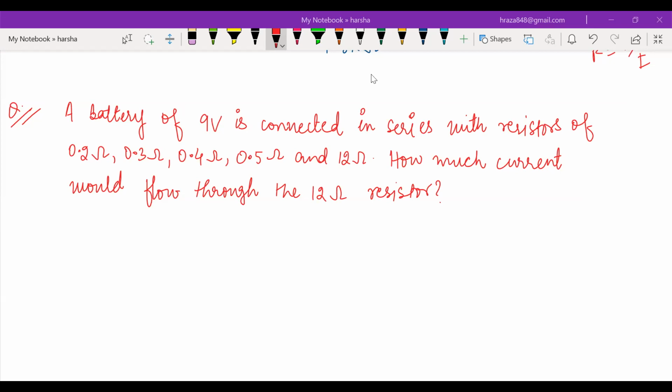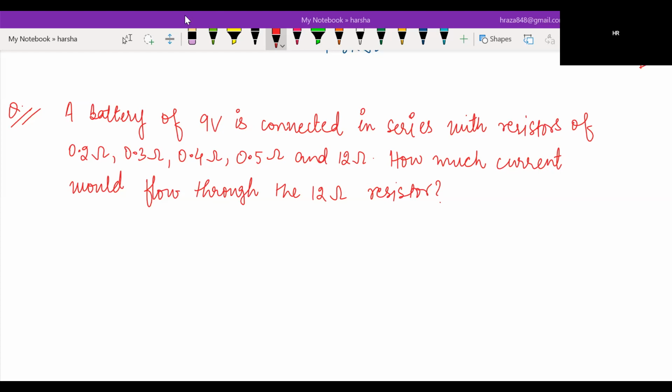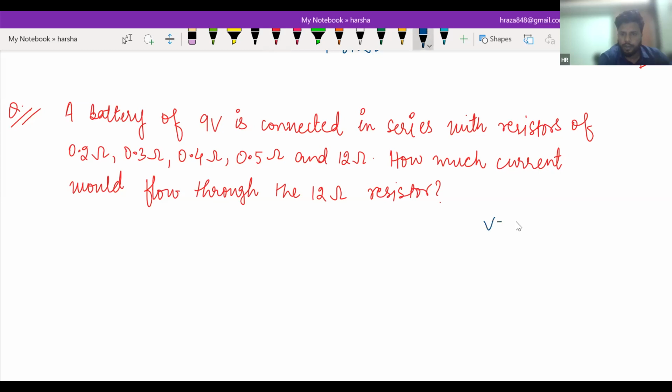But you know that current in series is the same. Yes or no? Yes, sir. So we just have to find out the equivalent resistance first, then we will calculate. Okay, sir. Because with all the resistances, what you have done, I think, is that V is equal to IR and I is equal to V upon R. So you have just kept the value V as 9 and R as 12, right?